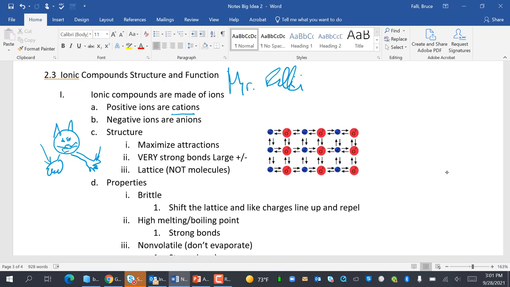The structure of an ionic compound maximizes attraction, so it's every other one: positive, negative, positive, negative, positive, negative. They're very strong bonds because there are large positive and negative charges. And they're lattices, not molecules, so it goes back like a 3D structure, and it goes on for a long, long way, which is moles of particles. So that's a lot.